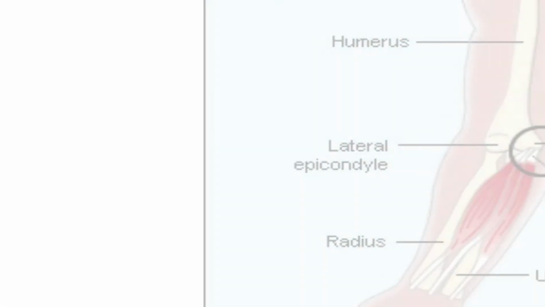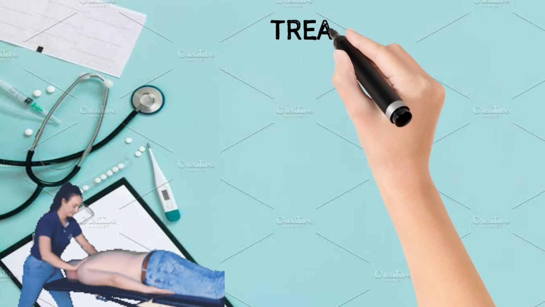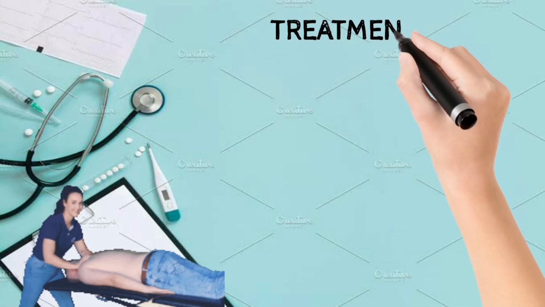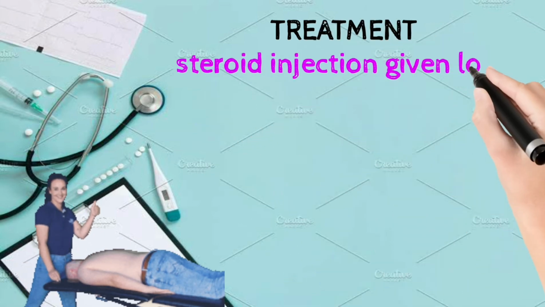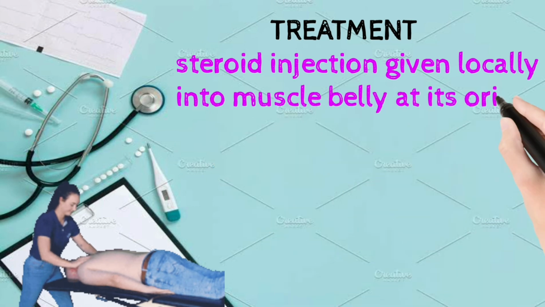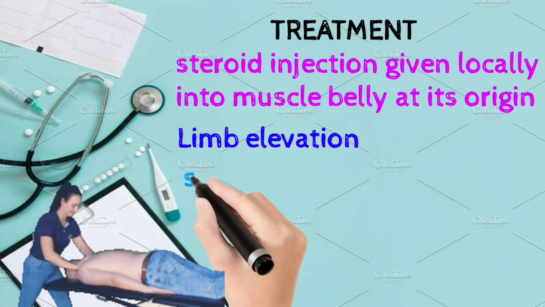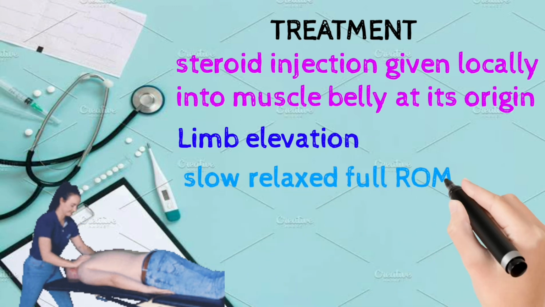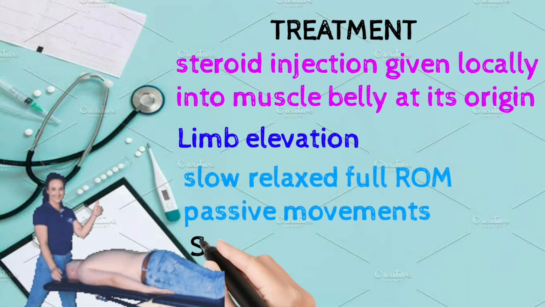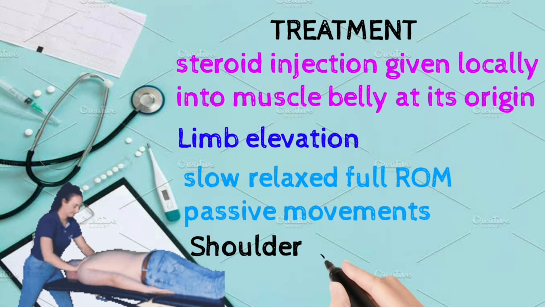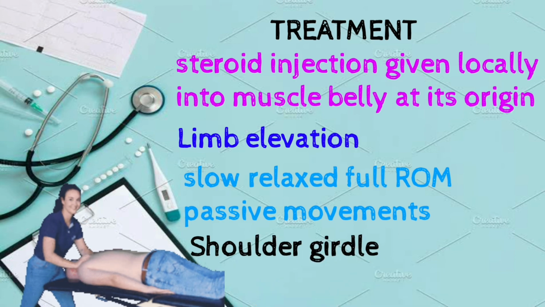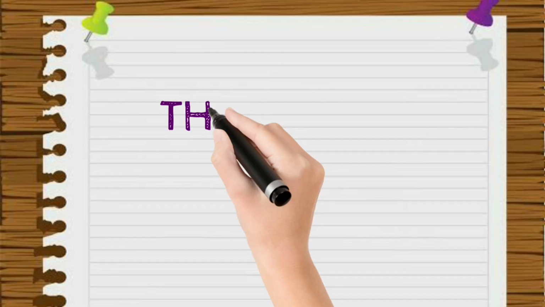This is the diagram with the labeling, and let's switch to the treatment now. Basically, students, the treatment is the same as for tennis elbow, but we also give steroid injections locally to the muscle belly, and we elevate the limb to decrease inflammation. Range of motion exercises and passive movements are given to the patient, and shoulder girdle work is helpful for relaxation.